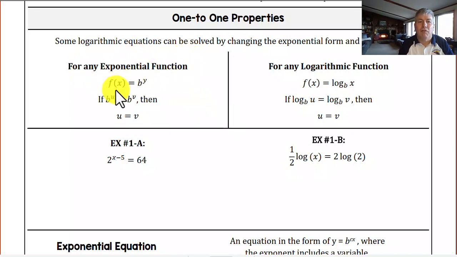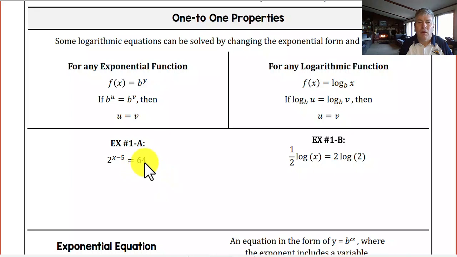For any exponential function, y or f of x equals b to the x, if b to the u equals b to the v, meaning we have the same base, then the exponents must be equivalent, which totally makes sense. If the left side equals the right side and the bases are the same, then the exponent on the left has to equal the exponent on the right. Similarly, for a logarithmic function, if we have log base b of u equals log base b of v, our bases again have to be the same, then of course u must equal v.